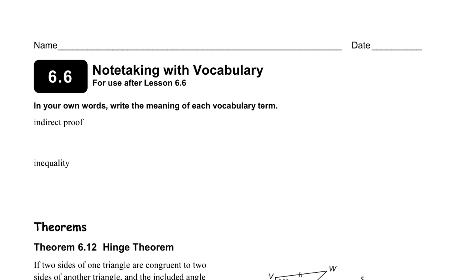We have our geometry lesson, chapter 6, lesson 6. In this specific one, we have a couple vocab words right here. We're going to talk about inequalities in two triangles, but our vocab words are indirect proof and inequality, which we've had before. So I'm just going to say skip, and we're going to move on.